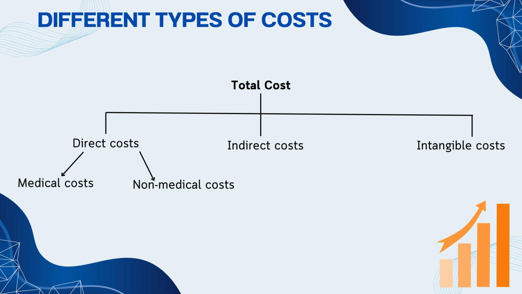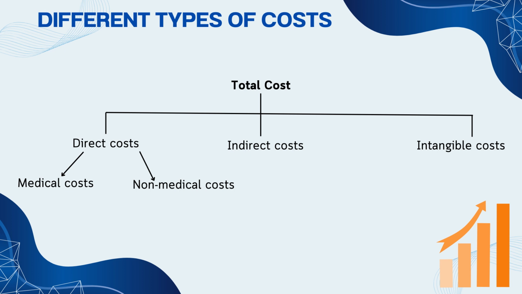Direct costs are further divided into medical cost and non-medical cost. Medical cost contains hospital bills, medicines, diagnostic tests, and doctor consultations. Non-medical cost includes things like travel expenses to the hospital or food and accommodation during treatment.